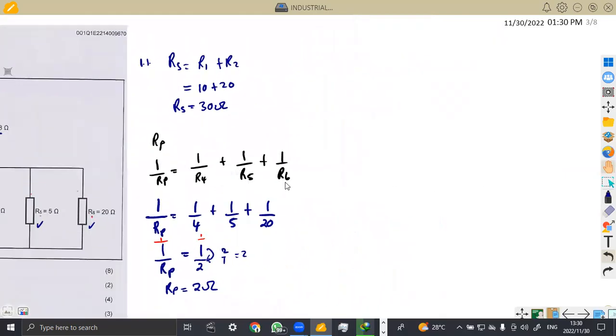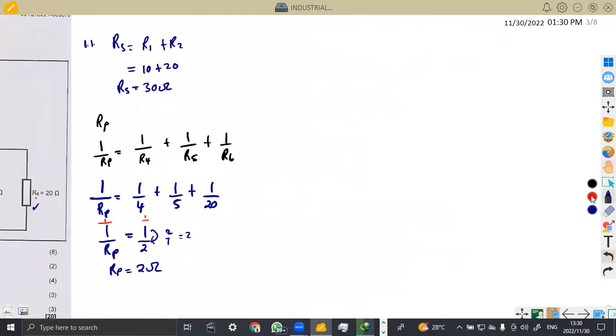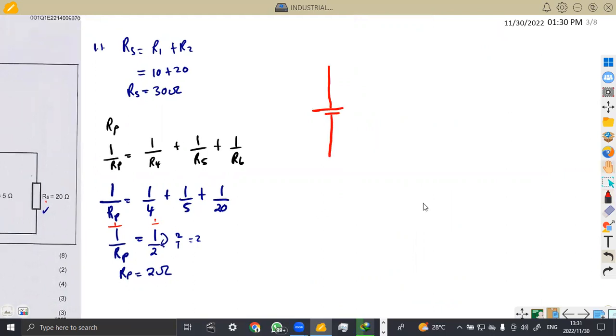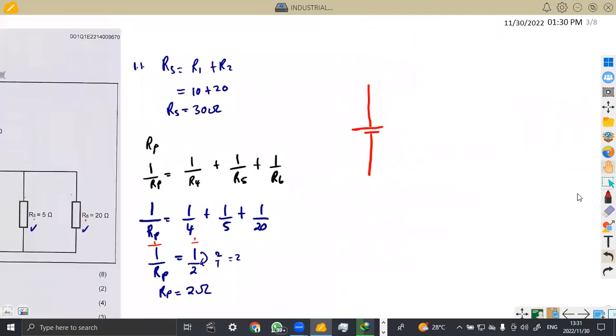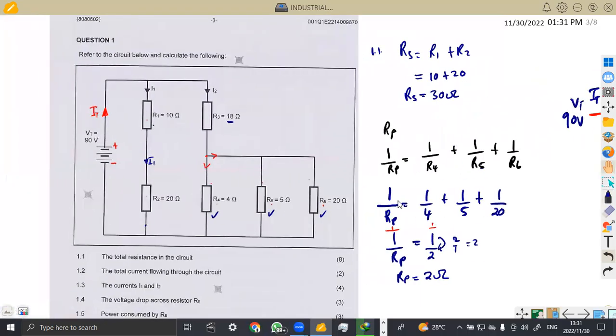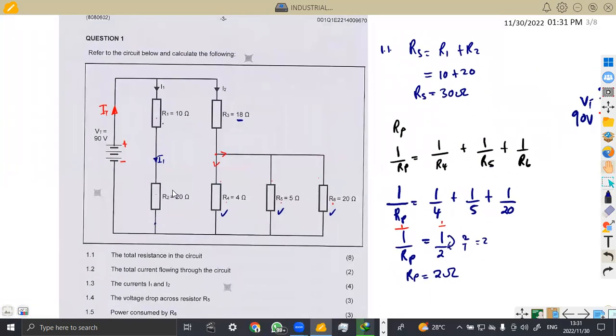Okay, let me just have a shorter diagram here. The supply voltage does not change the way it was. That was 90 volts. Okay, so we've got the supply voltage here of 90 volts. So that is our VT. And remember, we said current is flowing this way, which is our total current. Okay, what happened is that we combined R1 and R2. So it's now 30 ohms.